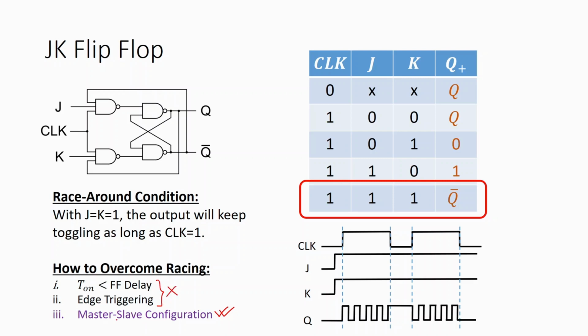But when we are using master slave configuration, we would be certainly getting edge triggered behavior of the JK flip flop, and the race around condition will be completely avoided. How to do that?